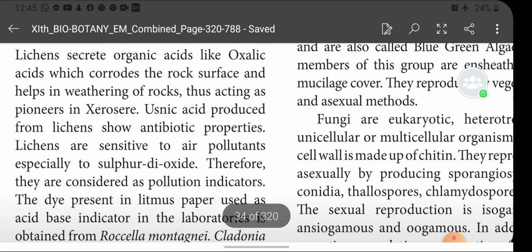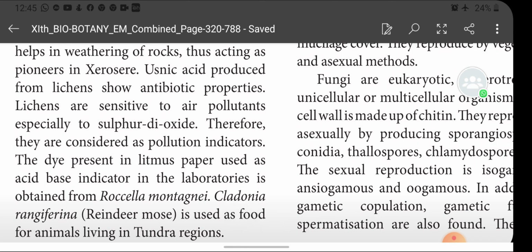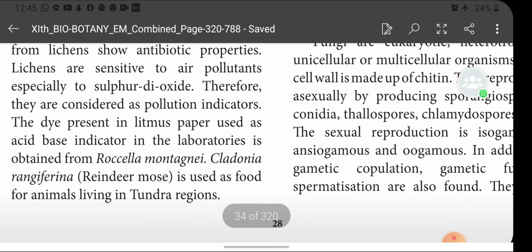Lichens secrete organic acids like oxalic acid, which corrodes the rock surface and helps in weathering of rocks, thus acting as pioneers in xerosere. Usnic acid produced from lichens serves antibiotic properties. Lichens are sensitive to air pollutants, especially to sulfur dioxide. Therefore, they are considered as pollution indicators. The dye present in litmus paper, used as an acid base indicator in laboratories, is obtained from Roccella montagnei. Cladonia rangiferina, that is reindeer moss, is used as food for animals living in the tundra region.